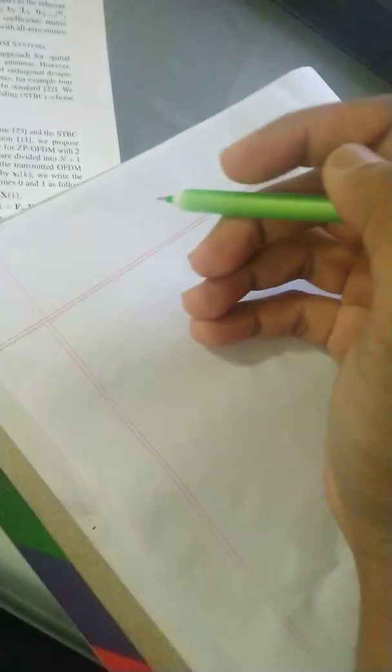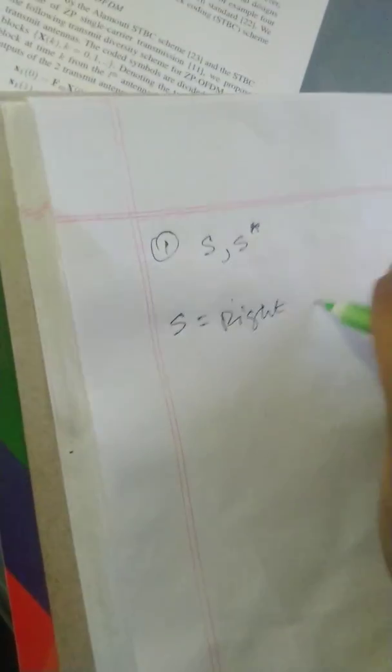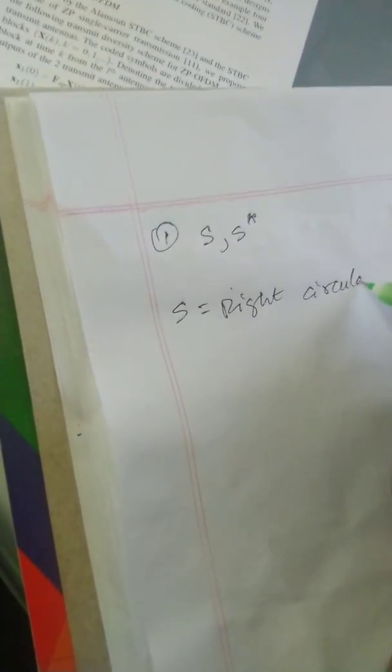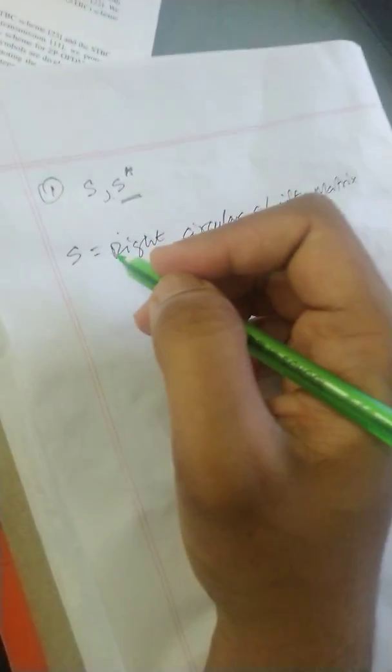Okay, today I will talk about how the circulant matrix gives rise to the DFT, or discrete Fourier transform. So first we will look at S and S conjugate. Actually, S is the right circular shift matrix. We'll talk about S conjugate in a moment.